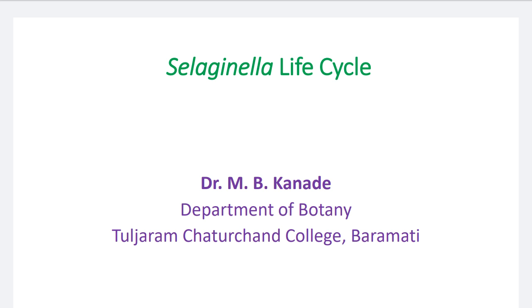And in the next lecture, in part second, we will try to cover the spore producing structures, strobili, then megasporophyll, microsporophyll, their sporangia, their spores, their germination, gametophytic structures, and alternation of generation. So today we are starting with the Selaginella life cycle part first.